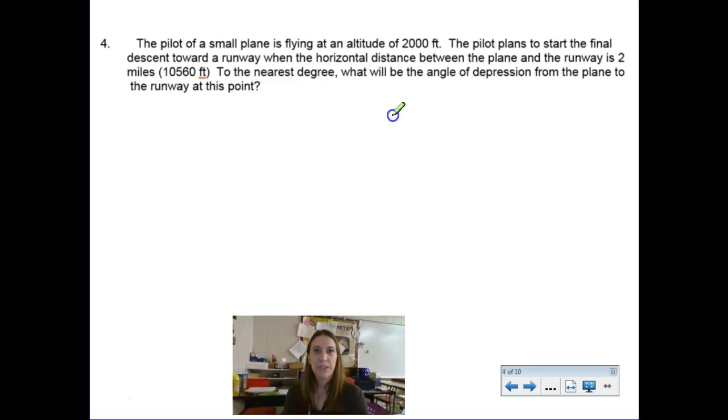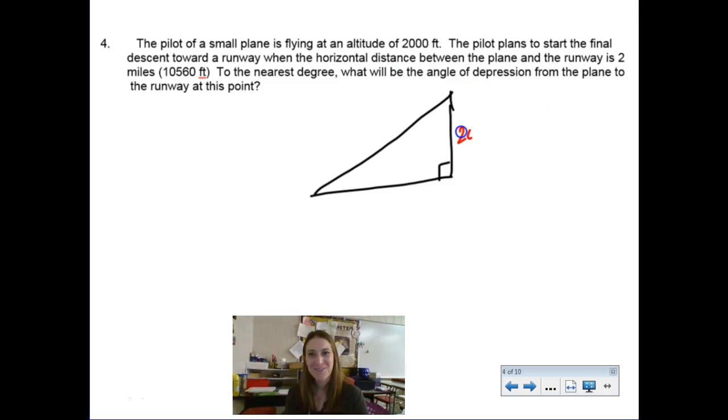So we have a small airplane flying at an altitude of 2,000 feet. Cool. Alright, airplane's up here. Alright, I'm not going to draw it. Okay, altitude of 2,000 feet. That's height. And then the pilot plans to start the final descent, and the horizontal distance is 2 miles. Now notice they converted that to feet for you because you do have to have the same unit of measure.